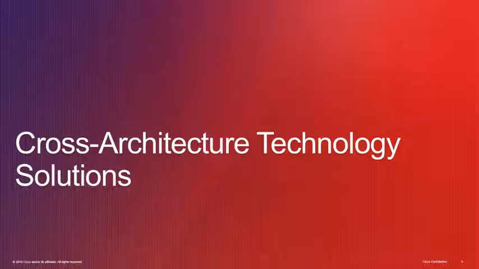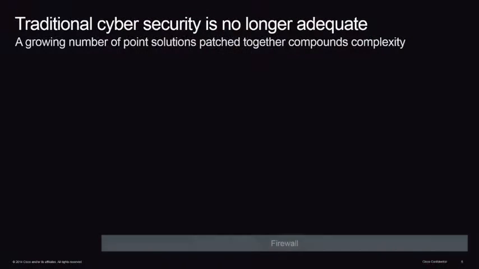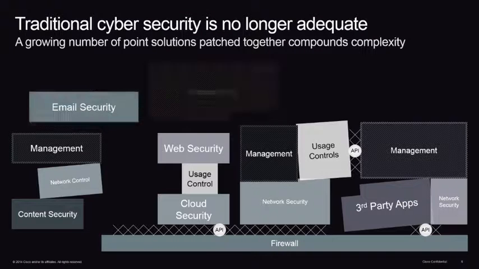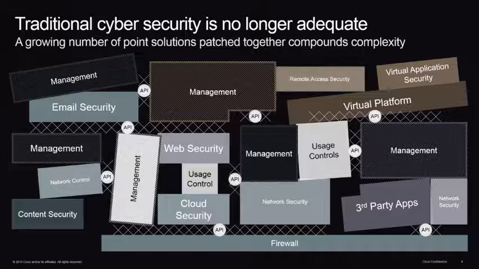Cross-architecture technology solutions. The primary problem with cybersecurity today stems from the way the security solutions are built. Traditional fragmented security simply can't cut it anymore. As businesses have become more complex, they've continued to piece together individual security components to meet their needs. Each new component is added to the existing infrastructure through APIs. As the business scales, so do the number of appliances. This process leads to increasing complexity and difficult management and creates gaps in security effectiveness.